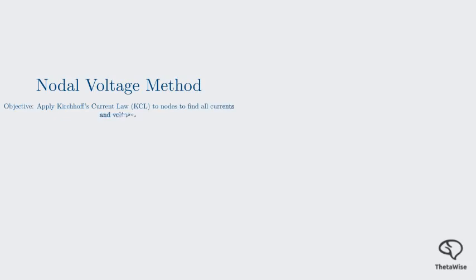Now let's move on to our second major technique, the nodal voltage method. While mesh analysis is based on KVL, nodal analysis is based on Kirchhoff's current law, or KCL. The fundamental principle is that the sum of all currents entering and leaving a junction, or node, must be 0. This is a statement of charge conservation. Current can't just appear or disappear. A node is any point where two or more circuit components are connected.